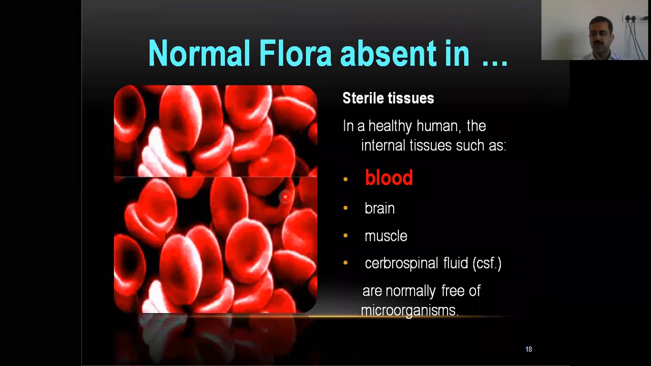What are the sterile tissues? Blood is one of the sterile tissues where no bacteria can reside. Brain, muscle, and cerebrospinal fluid are normally free of microorganisms, so microorganisms do not survive in them. Of course, blood acts as a mode of transport and it will transport those bacteria to specific sites.